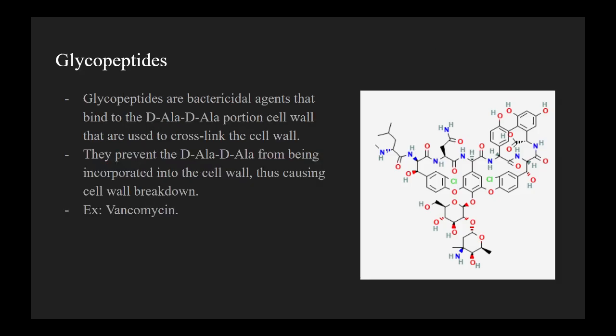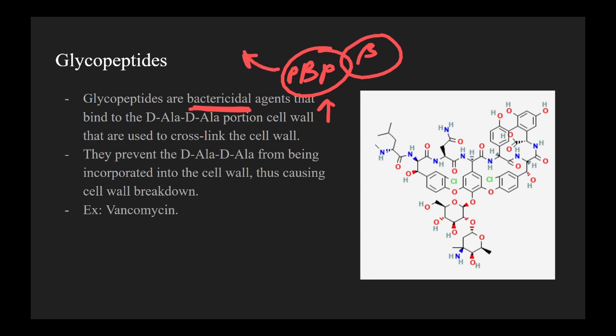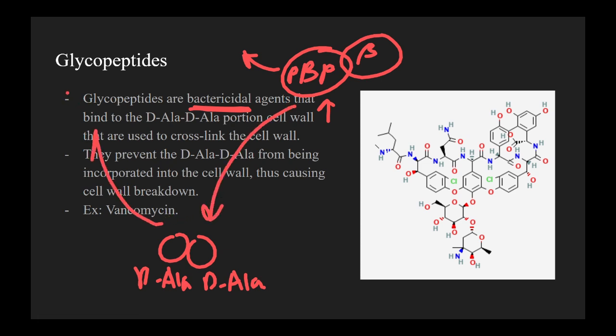All right, glycopeptides. These are bactericidal, so they kill the bacteria. Again, you're going to be messing with the cell wall here. Remember before, for the beta-lactams, we were binding, beta for beta-lactam, to those penicillin binding proteins that help assemble the cell wall. This time, instead of binding to the protein itself, we're binding to the substrate of the protein. So remember, we had the D-alanine here that this guy needs to get and then incorporate into the cell wall, and so on.